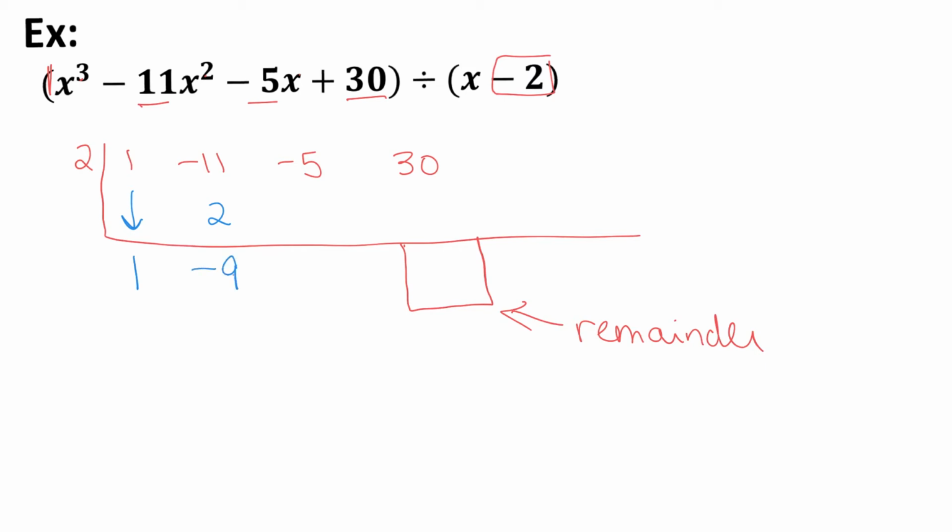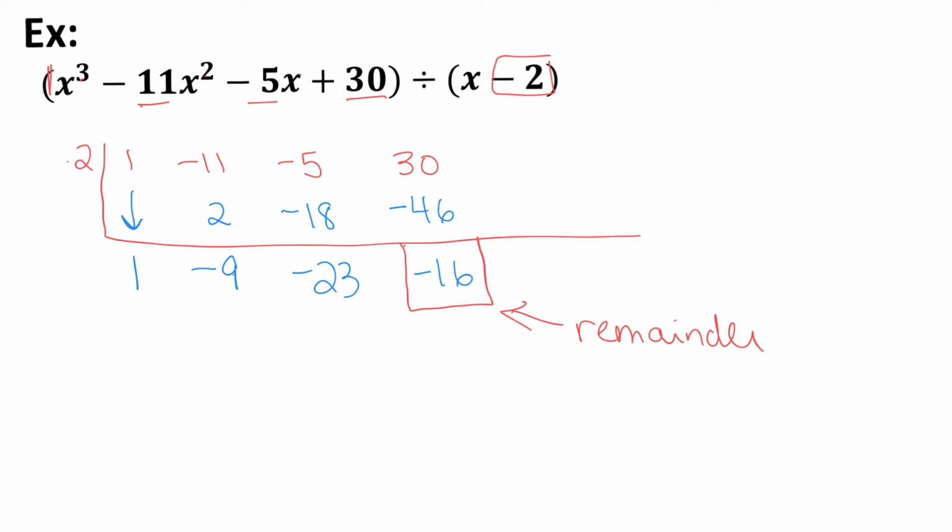Then you multiply -9 times 2, -18. Then you add -23. And then you multiply. -23 times 2 is -46. And then you add -16. So my remainder is -16.